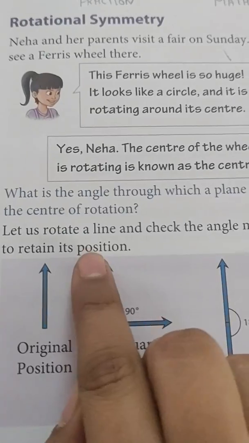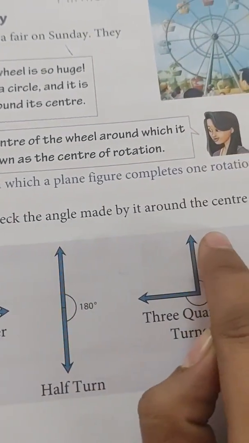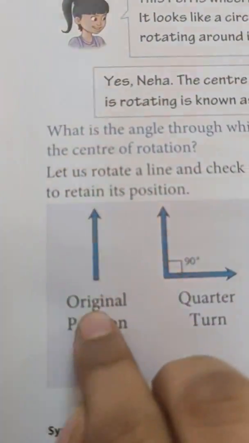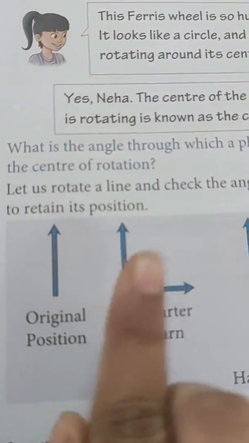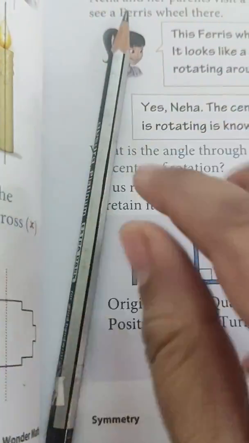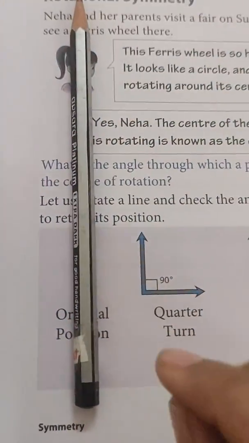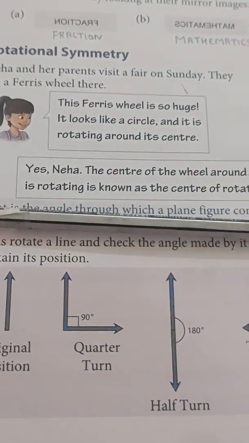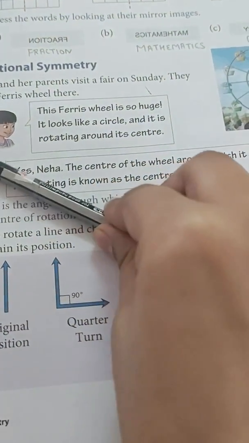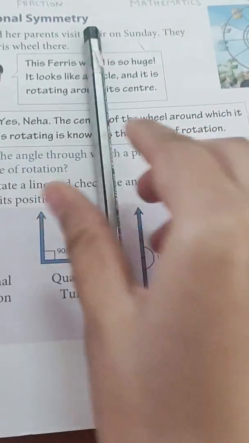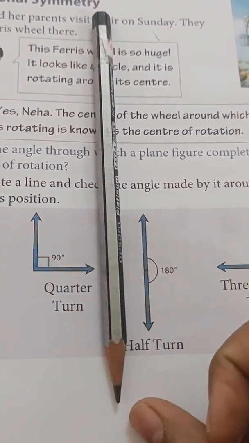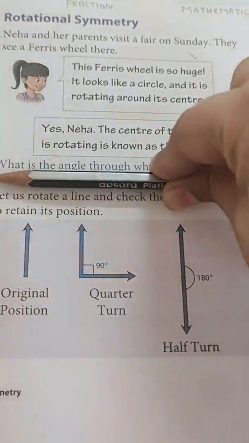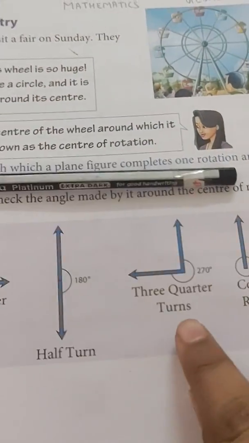Okay, so let us rotate the line and check the angle made by it as it rotates around the center of rotation. As you can see, this is the original position of the angle, then it moves like this. Suppose this is a pencil and we are keeping it in the original position. Now we will move this pencil like this. So this is 90 degrees. If I move this pencil and the face of this pencil comes down, this is 180 degrees. If I move this pencil like this and then it comes like this, then it will be 270 degrees.